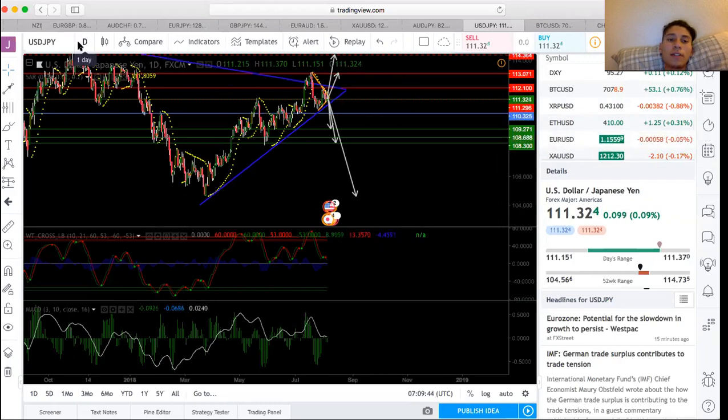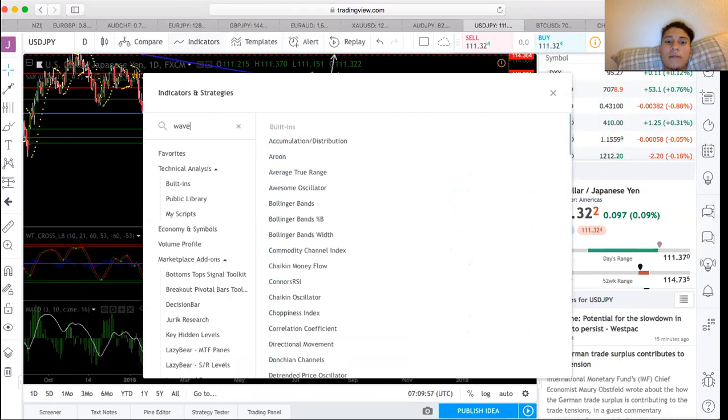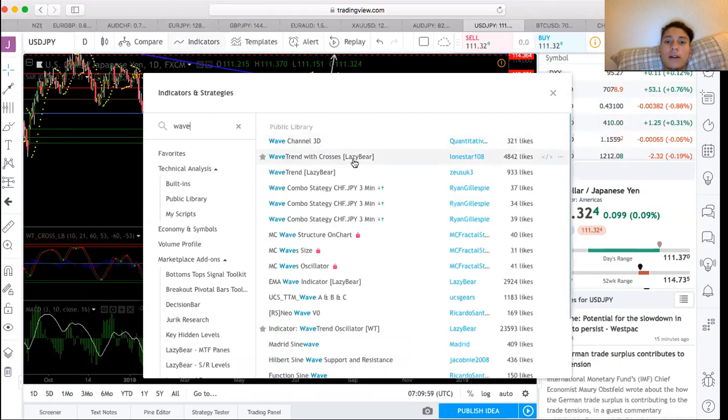So watch. I'll give you examples of how accurate this graph is. Let's get off the daily. Actually, let's keep the daily. So what the wave trend measures, I don't even know what this indicator is. What you do is you go to indicators, you type in wave, and it's this one here, wave trend with crosses, and then in brackets Lazy Bear, and make sure it's published by Lone Star.